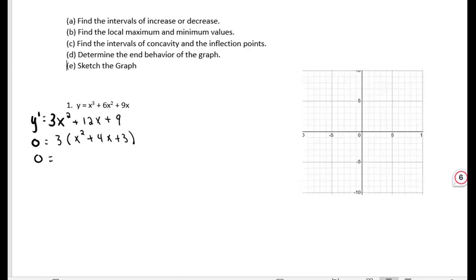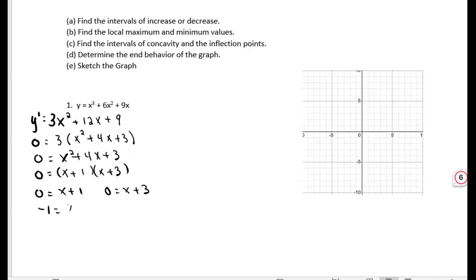Now here I'll divide both sides by 3, which will leave me with x squared plus 4x plus 3 equaling 0. Now I can factor this, and that will look like x plus 1 and x plus 3. So to factor it, remember we need two numbers that multiply to 3 and add to 4. So looks like 1 times 3 is 3, and 1 plus 3 is 4. So set each of these factors equal to 0. So 0 equals x plus 1, and 0 equals x plus 3. Now I can solve it down, and I get -1, and I get -3.